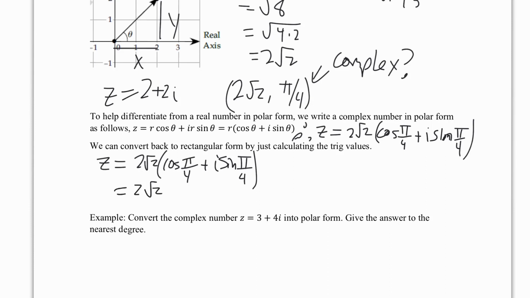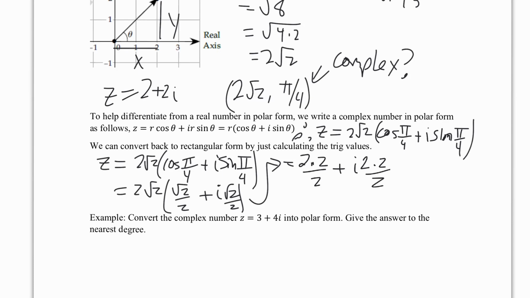Let's try to use our unit circle values. This will be root 2 over 2. This will be i root 2 over 2. So when we multiply, we're going to get 2 root 2 times root 2. So the root 2's can multiply to give us a 2. So this will be 2 times 2 over 2 plus i 2 times 2 over 2, which is 2 plus 2i. Same. Right? This is the same as this right here.